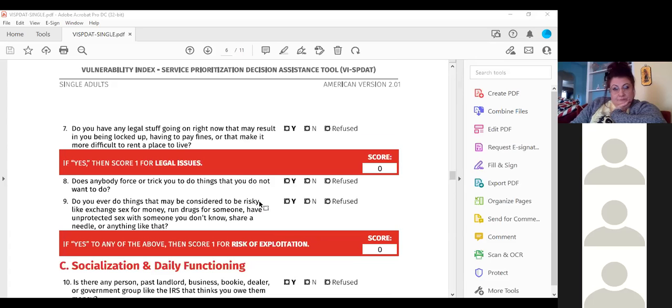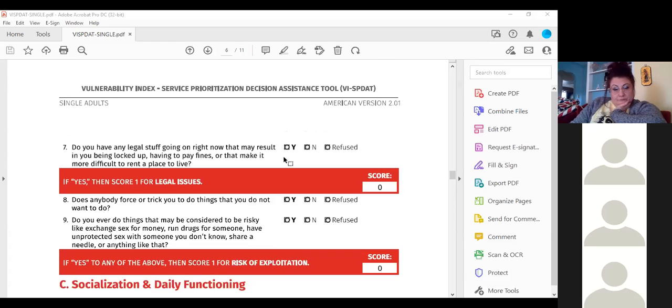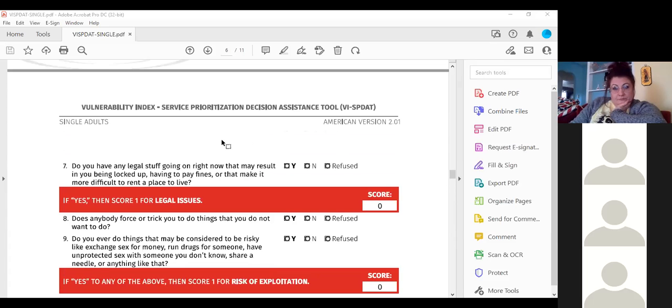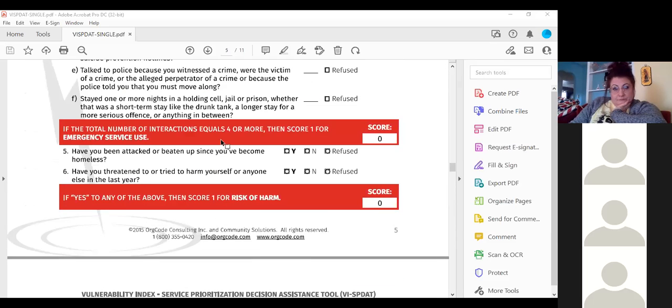So getting the information and explaining that stuff in the beginning is really crucial to making sure that you're getting accurate information on the whole SPDAT. On the part where it talks about. Excuse me, Misty, can I interrupt for just a moment? Go ahead. Okay, let's go back up to risks.